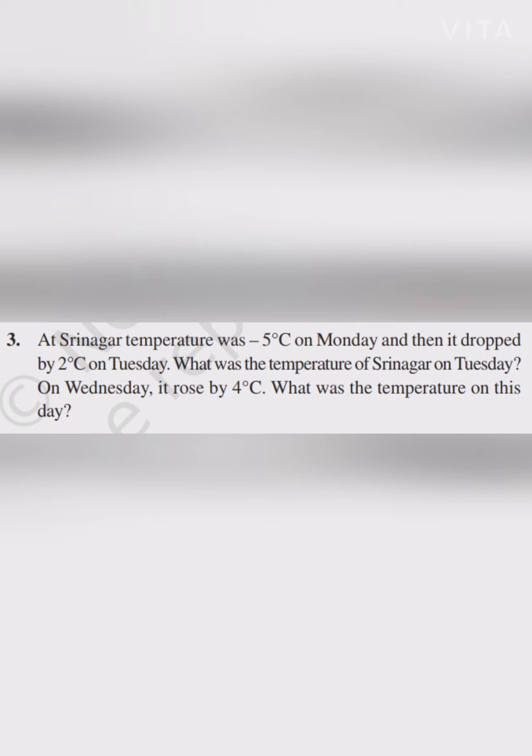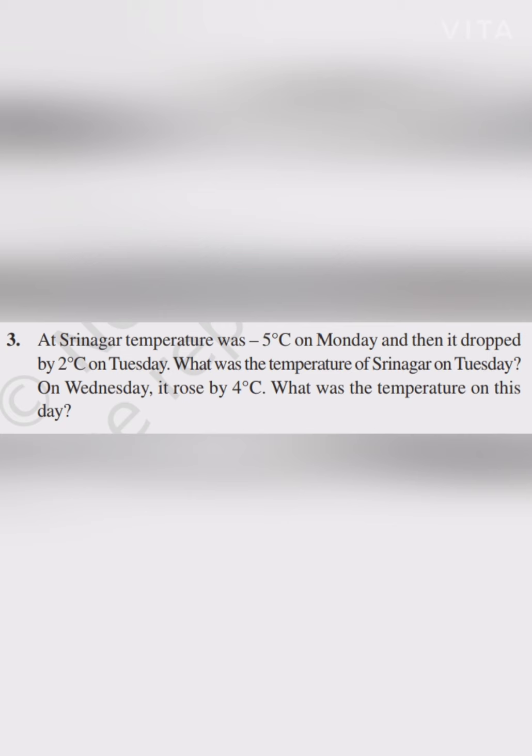It means that it will be minus, in minus, because dropped means in negative. So minus 2 degrees Celsius on Tuesday. What was the temperature of Srinagar on Tuesday? So minus 5 degrees Celsius minus 2 degrees Celsius.